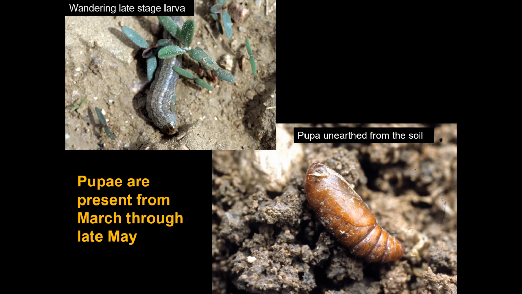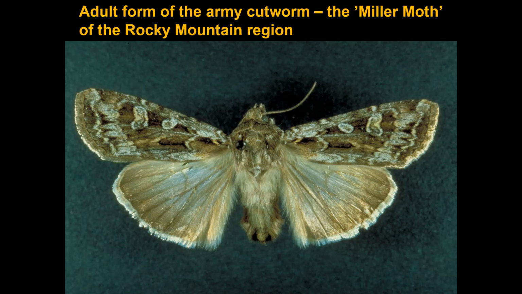And there we see a cutworm pupa, pretty typical. Most cutworm pupa look something like that, maybe about an inch long or so, brown. And then out of that comes the adult. And the adult form is a cutworm, typical cutworm moth. And around here we call it a miller moth. And this is the miller moth of the Rocky Mountain region.